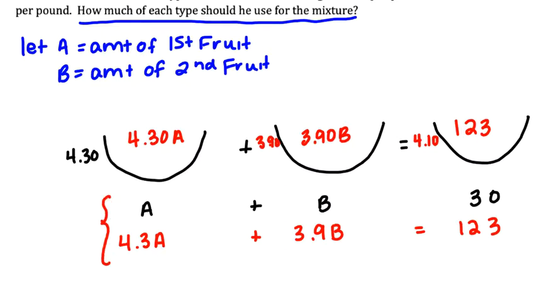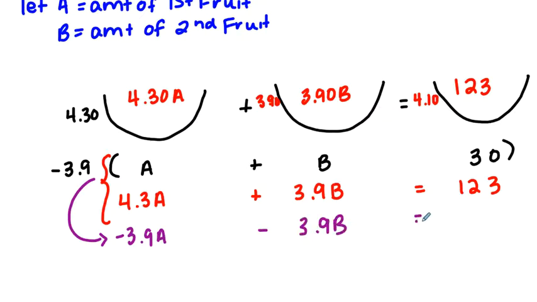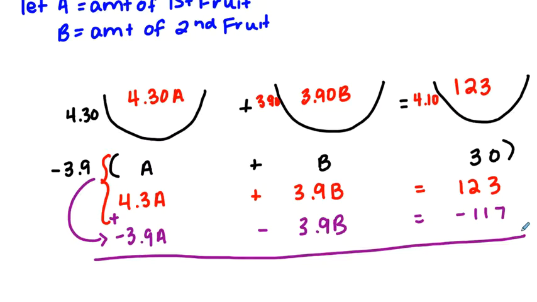Okay, all right, so you have a couple choices here. You could use elimination, which I find to be the easiest. So I'm actually going to multiply the top equation by a negative 3.9. Okay, and I'm going to rewrite it below so it's nice and neat. So negative 3.9A minus 3.9B equals 30 times negative 3.9, which gives me negative 117. Okay, all right, so I add the equations together. Okay, and so 4.3 minus 3.9 actually gives me 0.4.